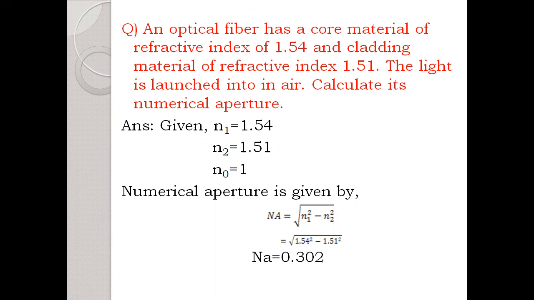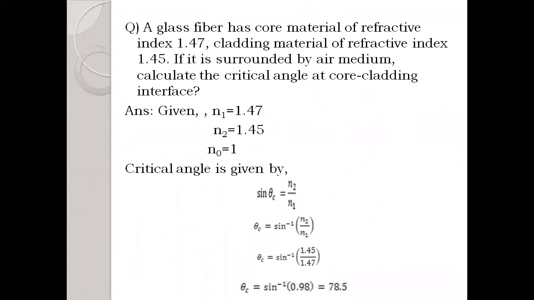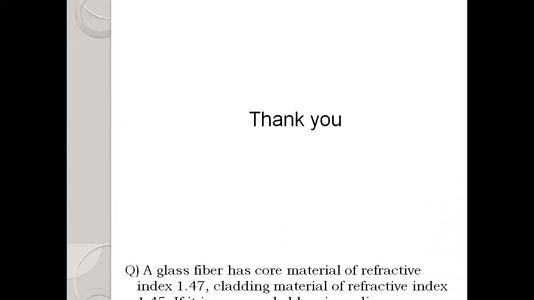Let's go for another example. A glass fiber has, in this example, the refractive indices of core and cladding materials given, and the surrounding medium is air. They are asking you to find the critical angle. So they have given the n1, n2, and n naught values. To find the critical angle, the formula is sine theta c is equal to n2 by n1. Rearranging the terms, theta c is equal to sine inverse of n2 by n1. As we know the n2 and n1 values, substituting them in the formula, you'll get the critical angle, which is about 78.5 degrees.